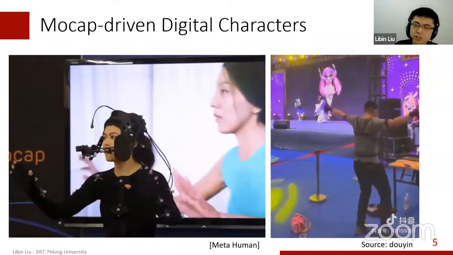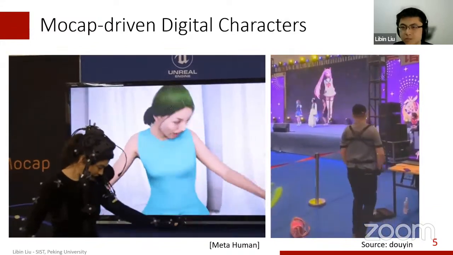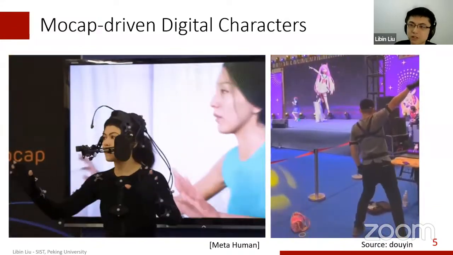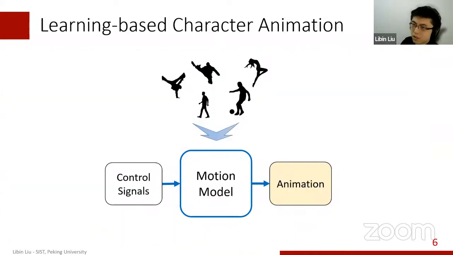So there was always a goal in character animation research: can we train a model like ChatGPT, right? Using a lot of motion data and then use a model to create realistic motions, so we do not need a person behind the character to perform those motions. And we hope these models can take some control signals as input and generate motions that fit the requirements of those control signals.